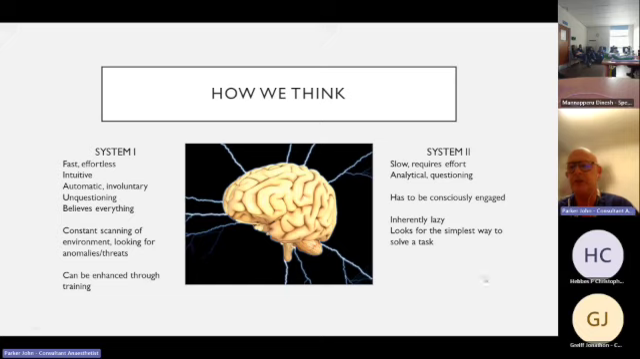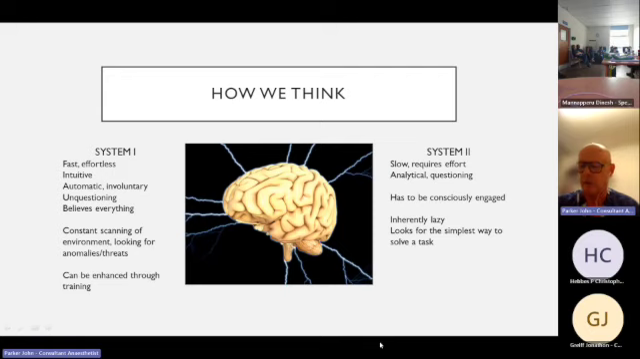And then System 2 is more the analytical system in your brain. It's much slower. It requires a lot of effort at times. It analyzes and processes and questions things. To really work it, you have to consciously engage it.